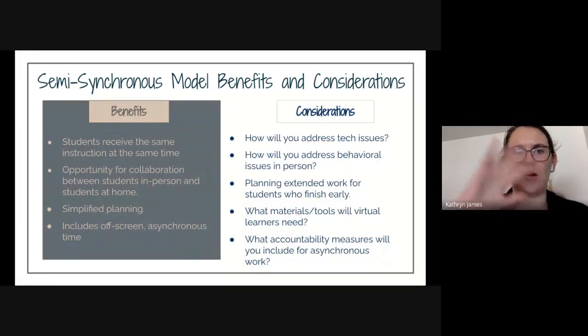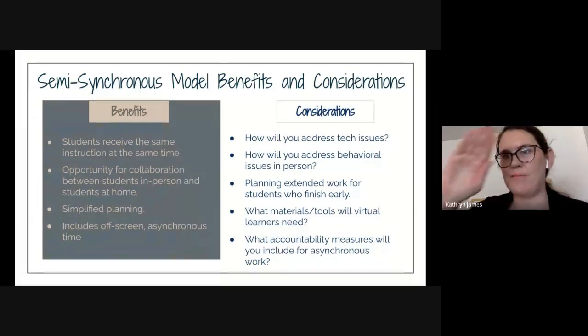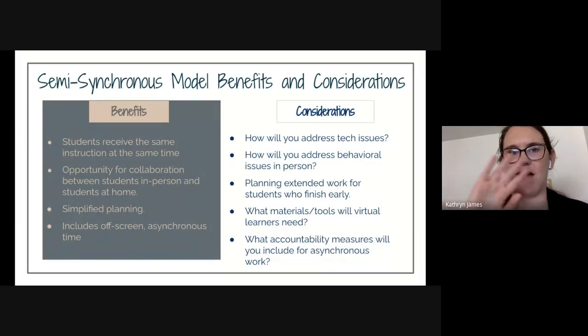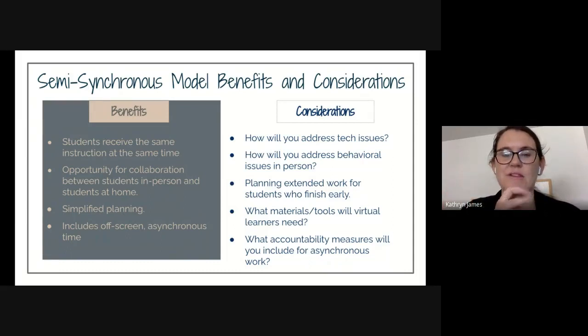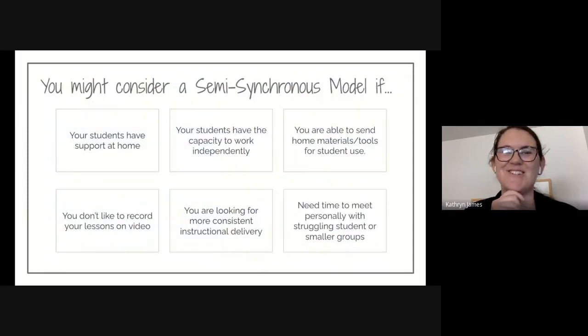If your students are going to log off their devices while you meet with a small group, we need to have independence for those students, but we also need to have a way to know that they are completing the work that they're doing. And so this model might be the model for you if your students have some of that support at home so that they can work on those independent tasks.